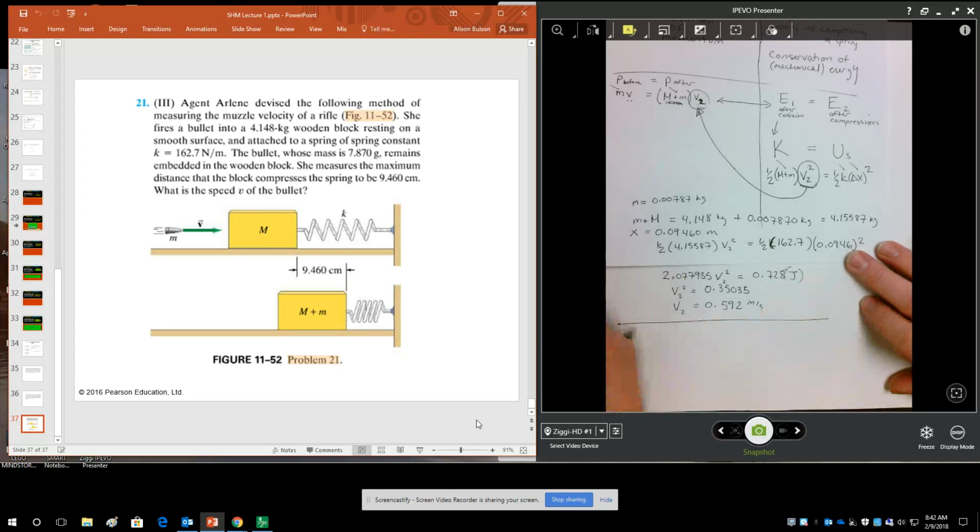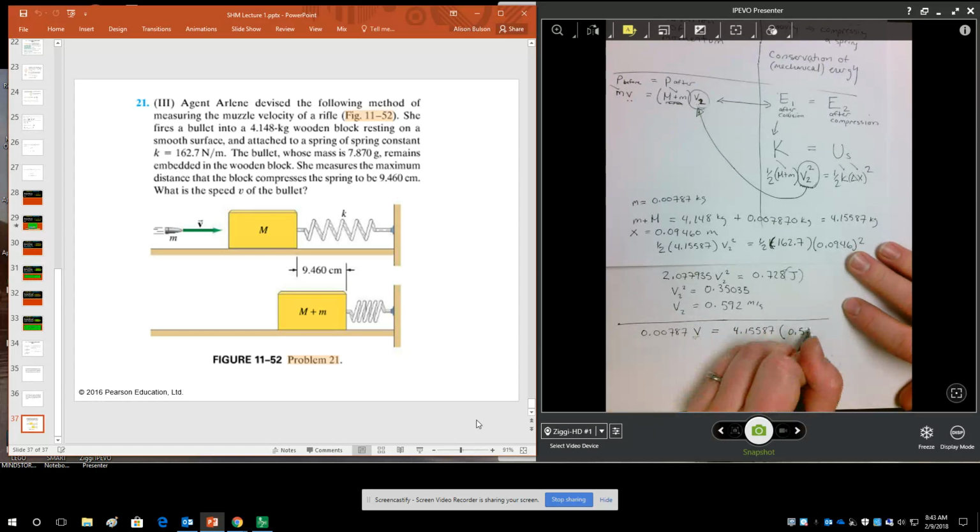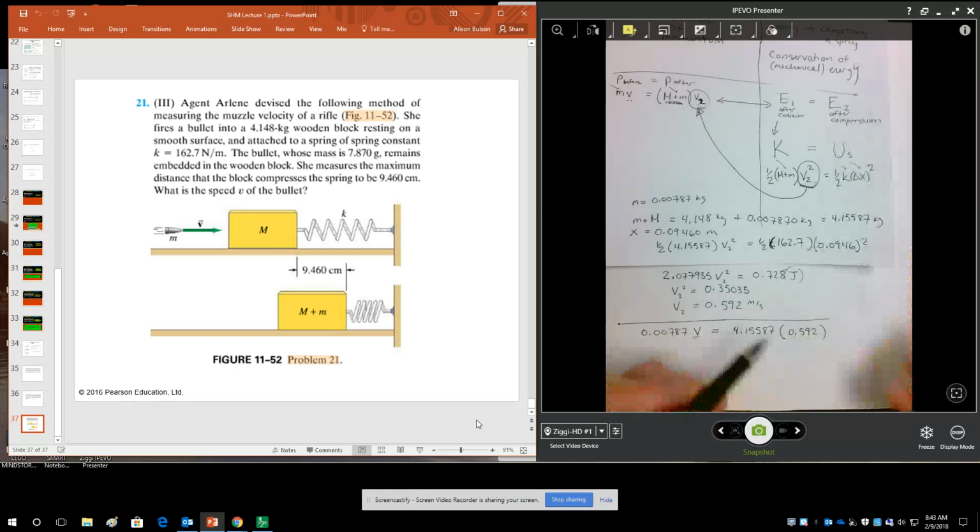So here I'm saying mass of the bullet, which again is 0.00787 kilograms, times its incident velocity, that velocity that I wanted to know, is equal to the combined mass of bullet and block after the collision, 4.15587 kilograms, times the velocity that we now know after the collision of 0.592 meters per second. So conservation of momentum now, momentum before the collision all held in the bullet, momentum after the collision held in the bullet plus block.